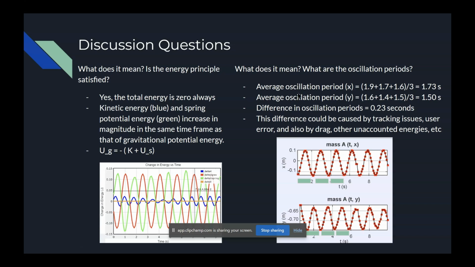Also, what does it mean? What are the oscillation periods? Finding the periods by averaging 3 different periods of time, you get 1.7 and 1.5, the difference being 1.23. And that difference is caused pretty much purely by error, drag, unaccounted energies, etc. I hope this was informative.